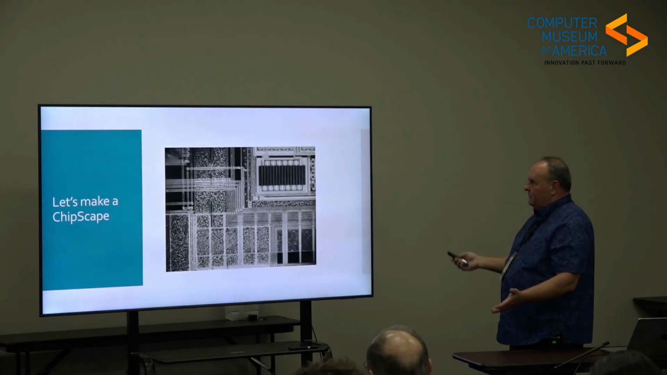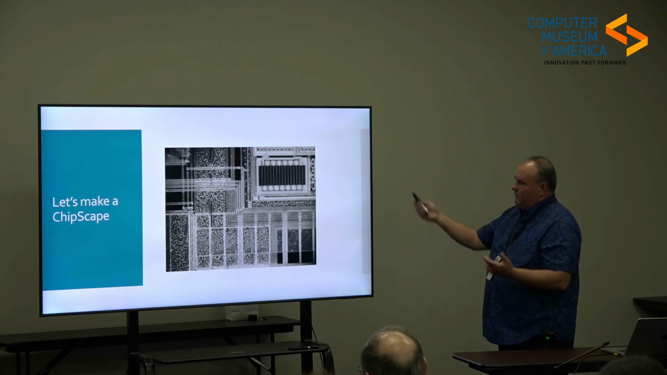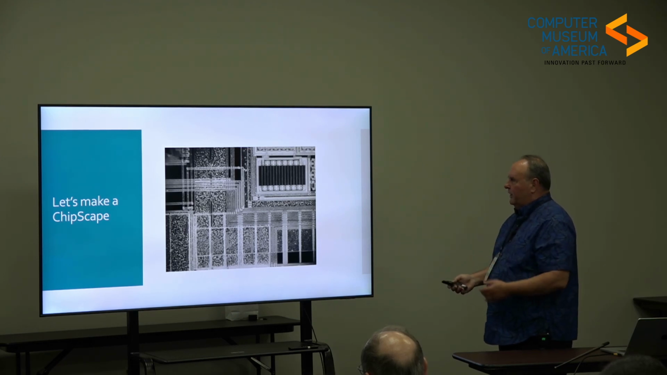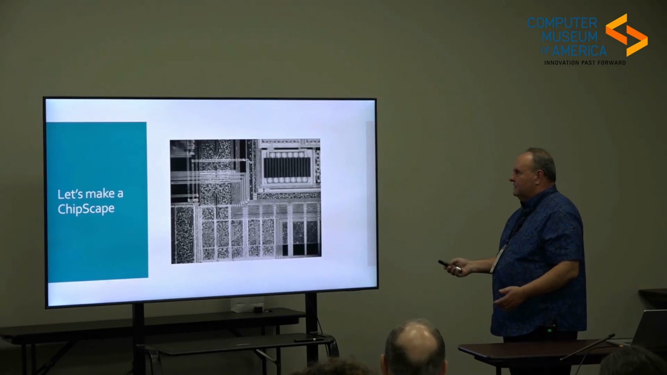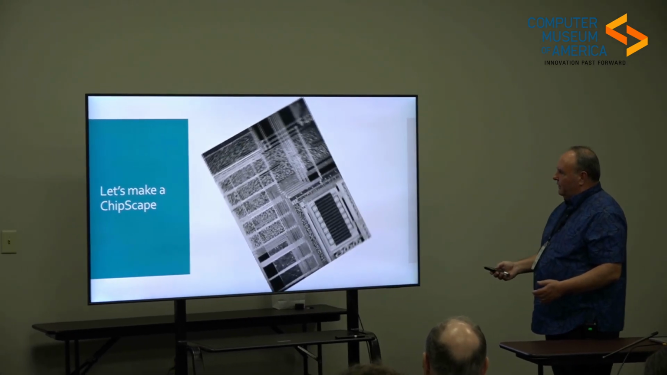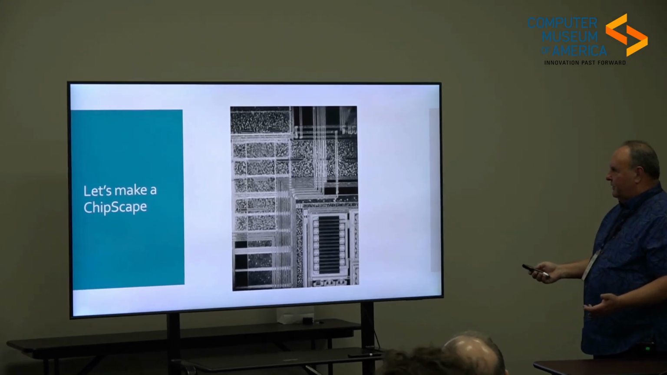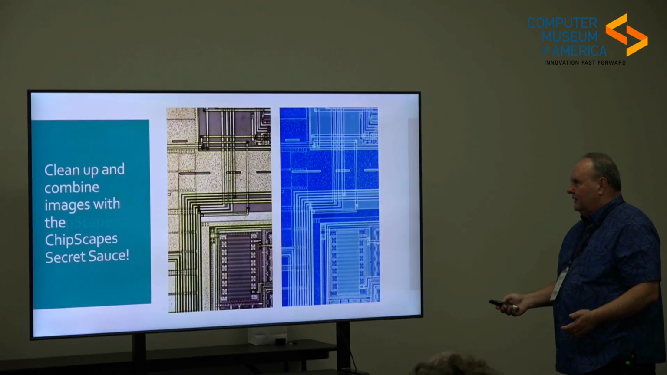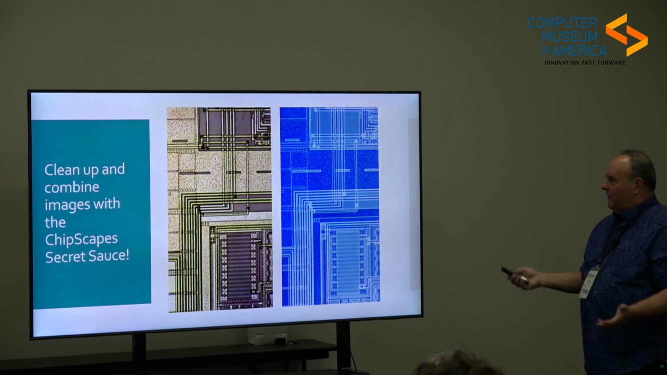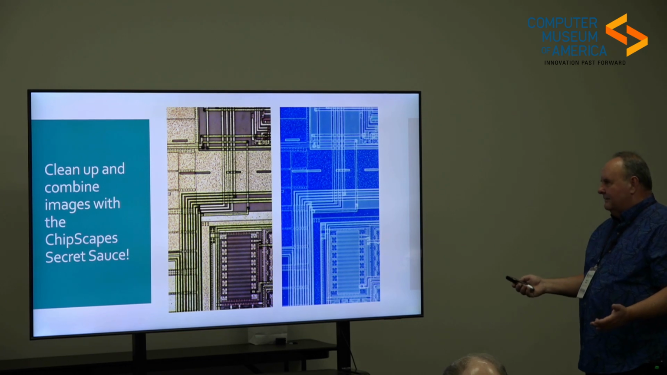Okay, so we're going to make a ChipScape. So here's a picture I took of that actual same chip that we saw that we were just working on. And it's like, okay, well that's okay, but let's see if it might look better this way. Yeah, okay, but the composition's not so good. Let's clip off a little bit. And then let's try and put some different colors on it and see what happens. And okay, that's interesting.